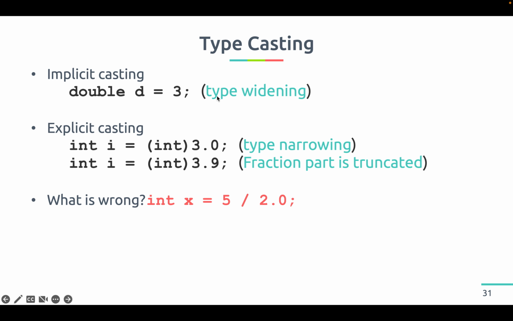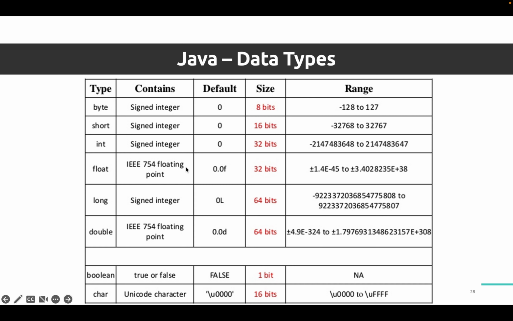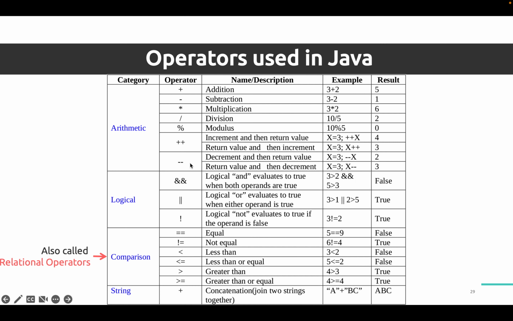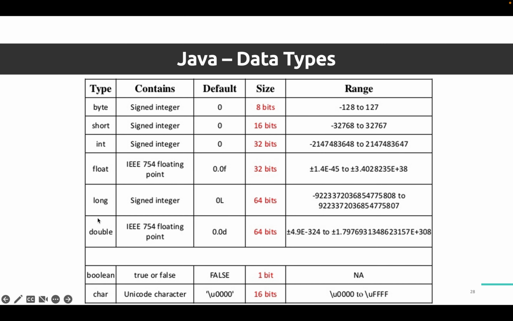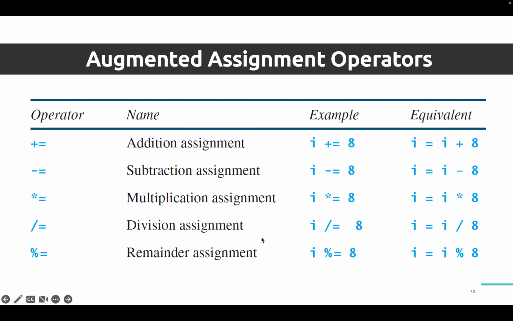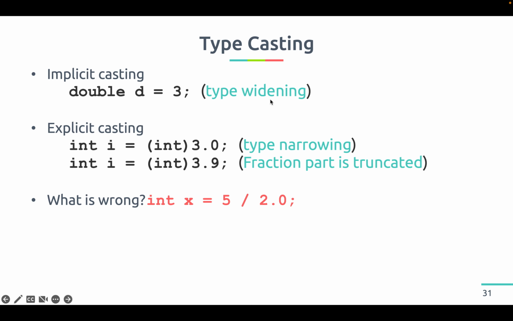And this we call type widening, because we widen the type. It was an integer, which was 4 bytes, and then it turned into a double. So we can see here, an integer is 32 bits, and it became 64 bits. So the type was widened. The space that was reserved for this number is widened into the space reserved for a double.